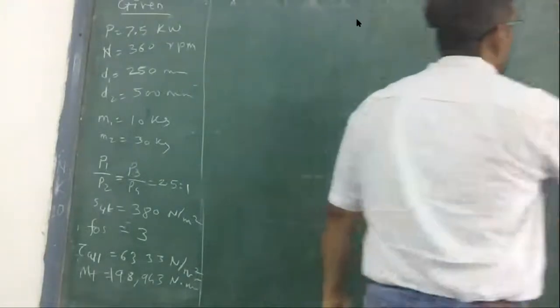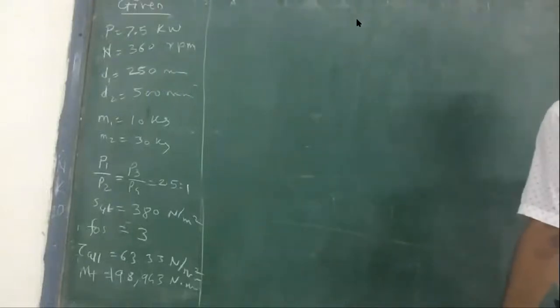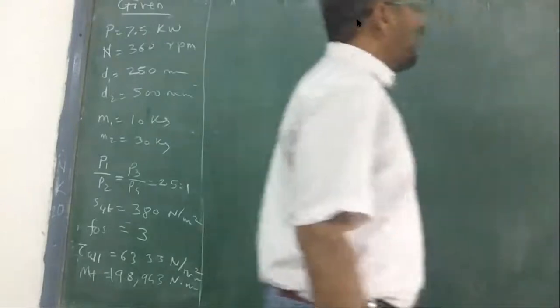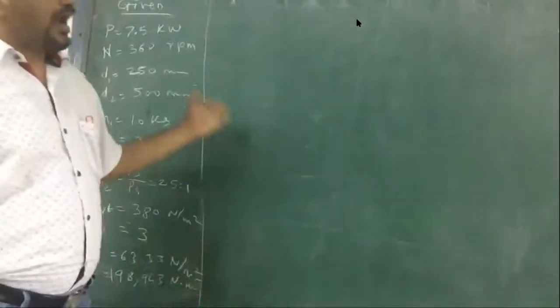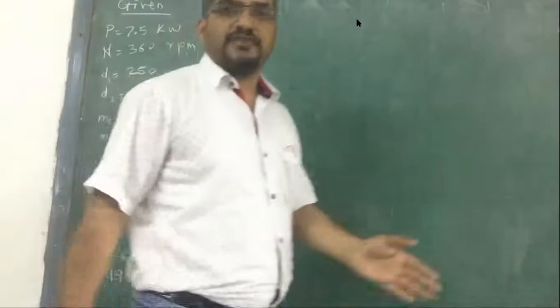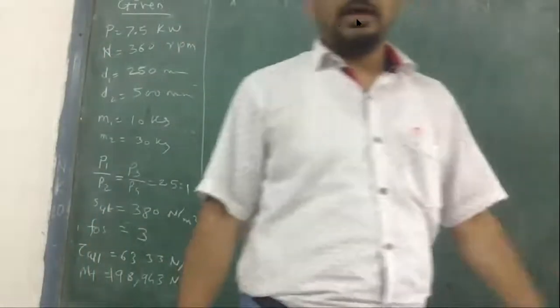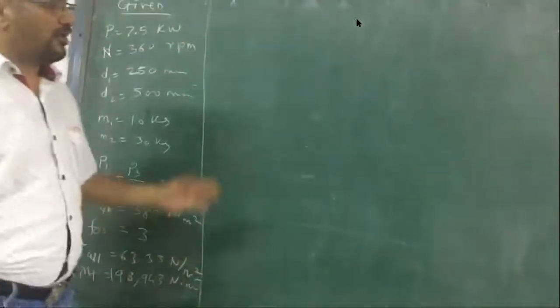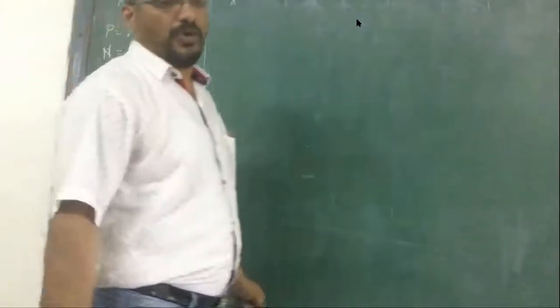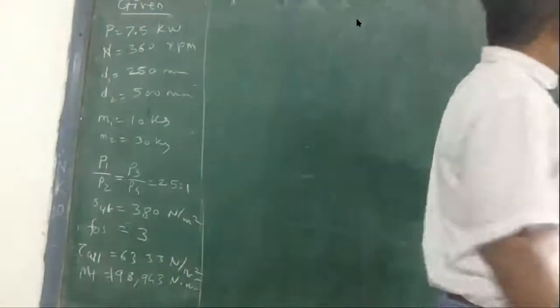So for that we need to know what is the load acting here. What is the load acting here? The load is downward, so load at 1 and load at 2. Once we know the load, we can multiply that with the length and get the bending moment for that particular point. So now what is the load acting at 1 and 2?